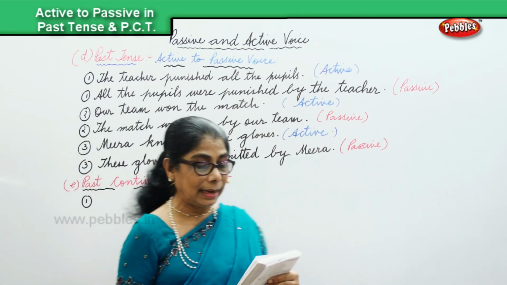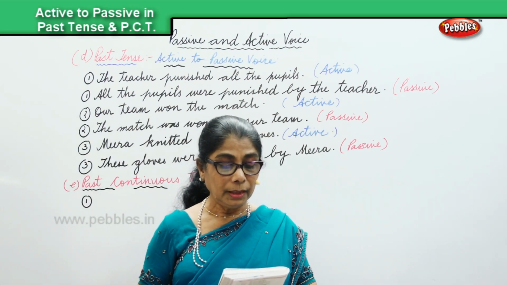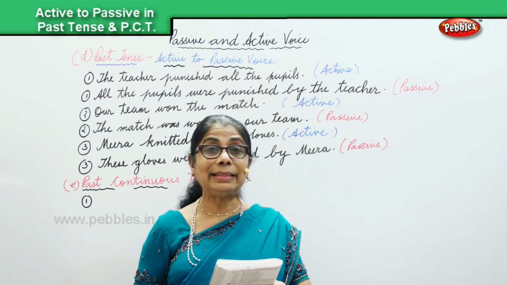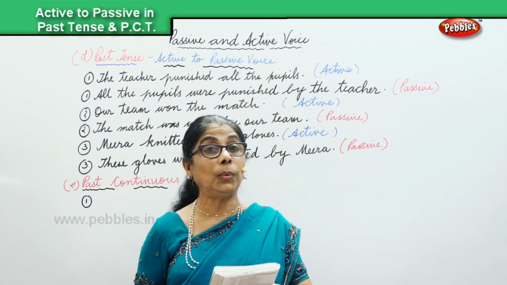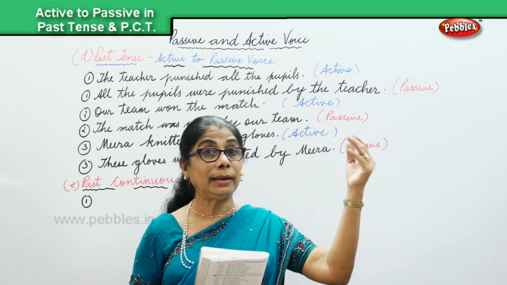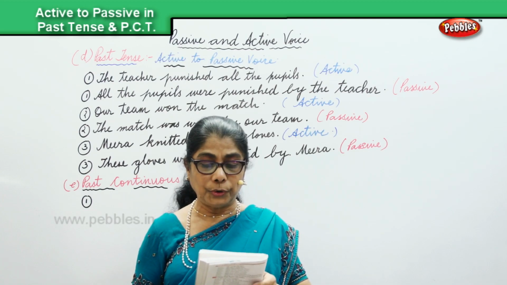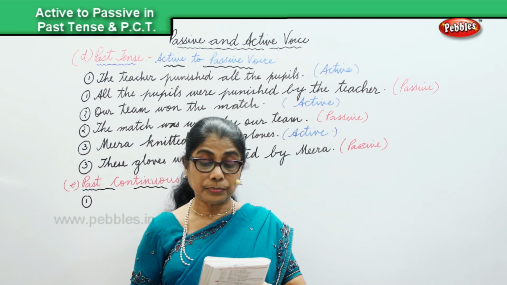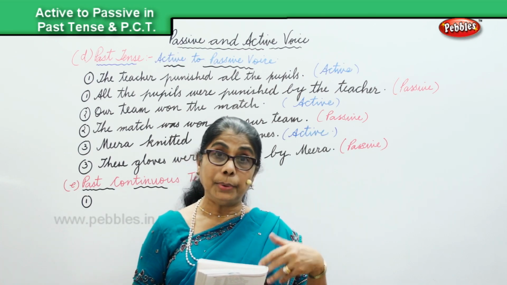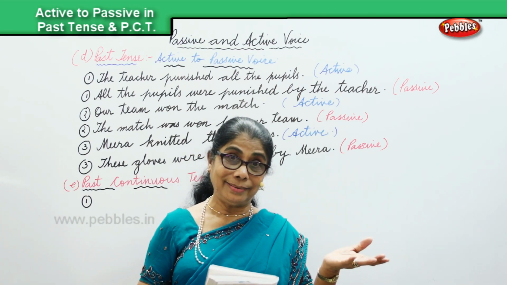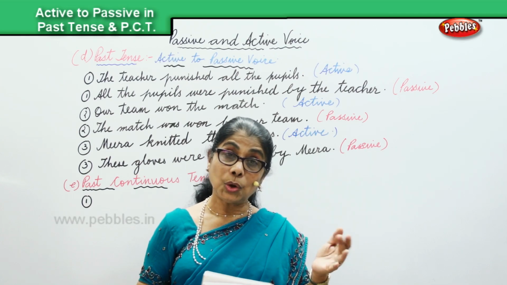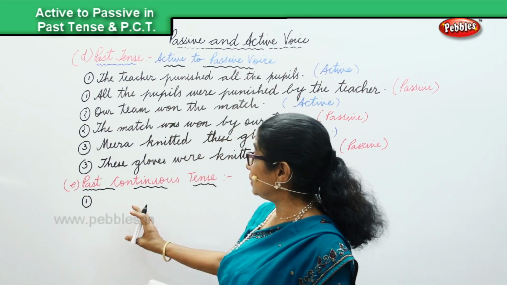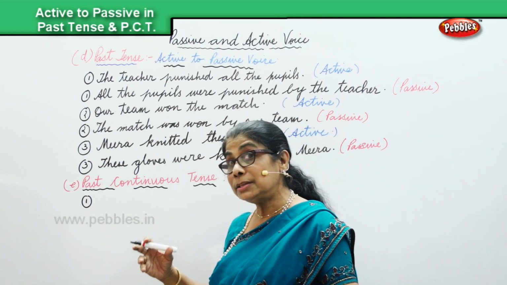The first sentence I have here is, the wind was blowing the clouds away. That's the active voice. And when we change it, the clouds were being blown by the wind. The clouds were being blown by the wind, and that is in the past continuous tense.